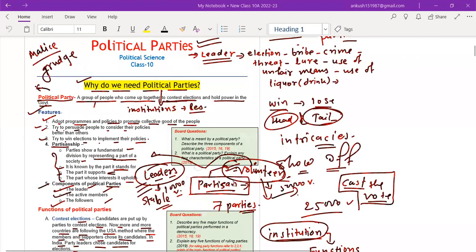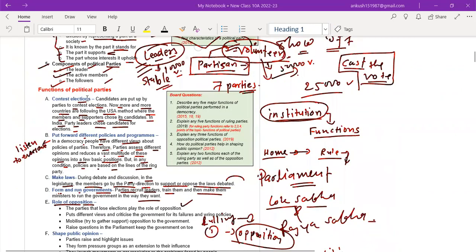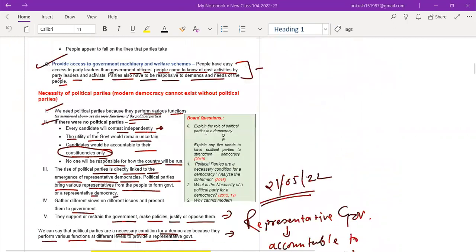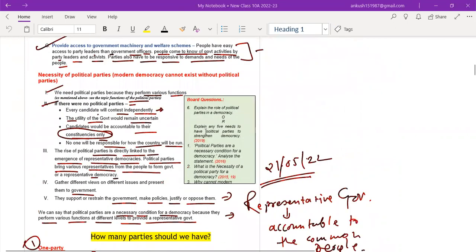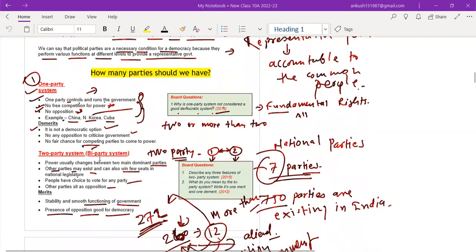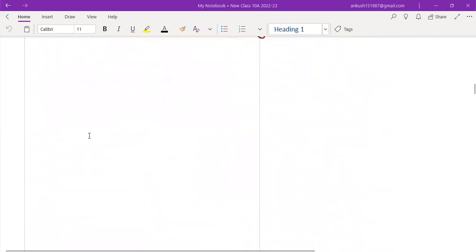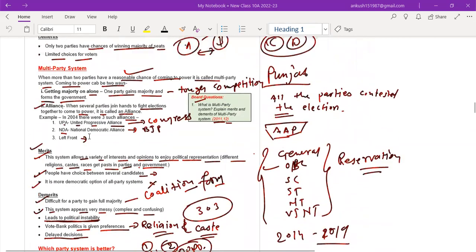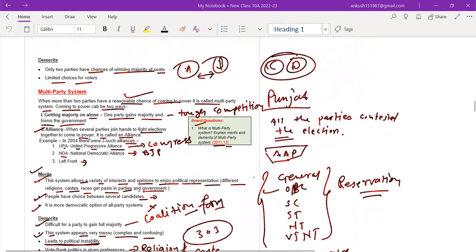Okay, so we had seen first of all, why do we need political parties, its definition and the features, even the functions of political parties. I had asked you to take the screenshot of all. After that, we had seen the necessity of political parties, especially in the modern democracy. Okay, and if there is a need of democracy, so there is a need of political parties as well in the country. After that, we had seen how many parties should we have: one party system, two party system, and which party system amongst these is very effective while we are living in a democratic country.